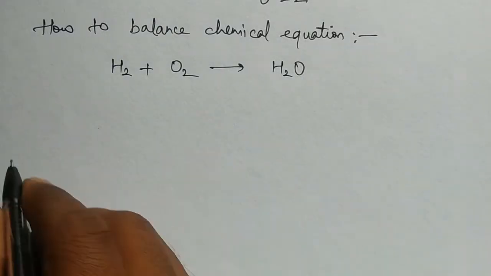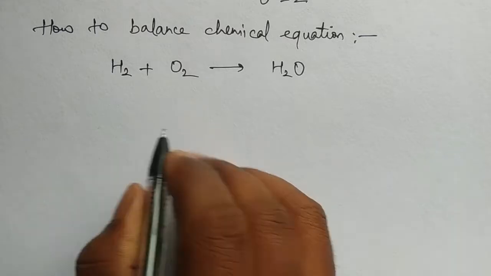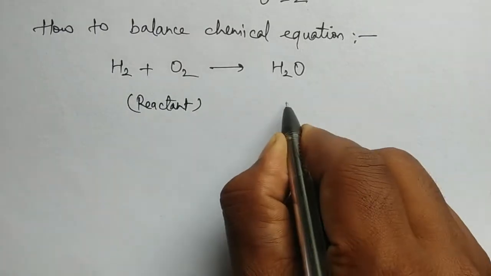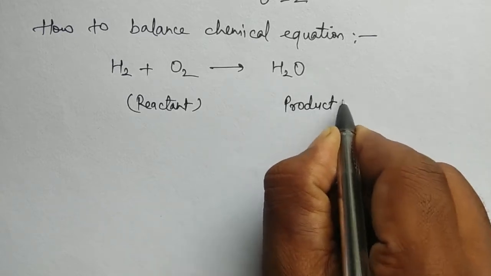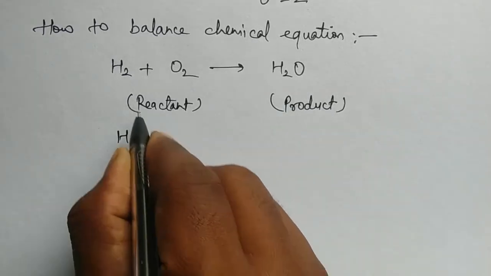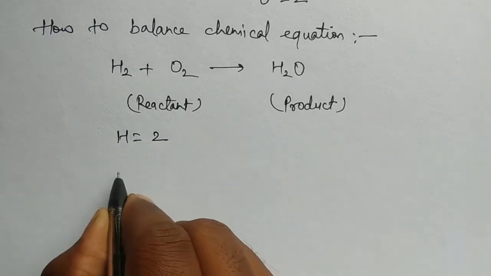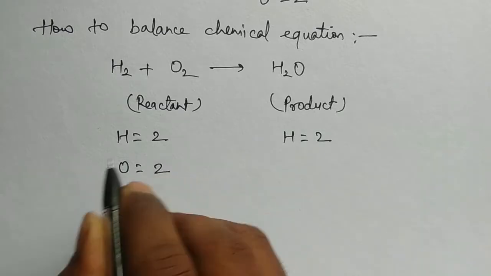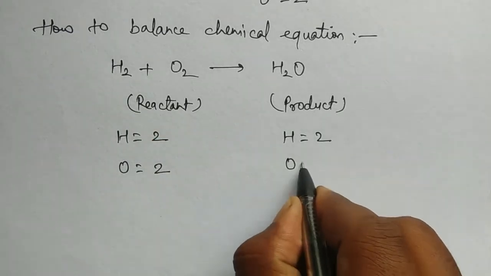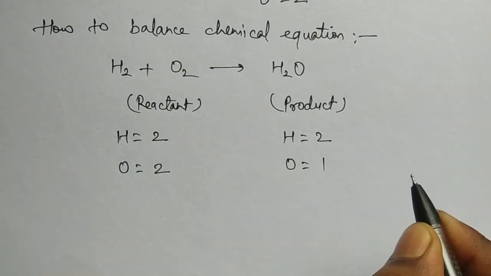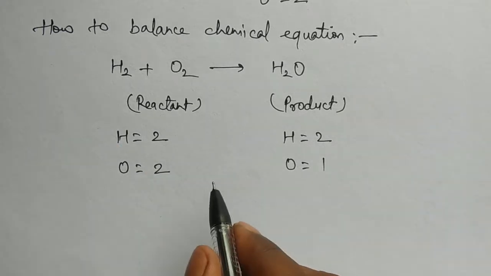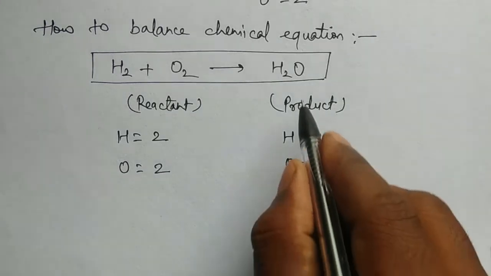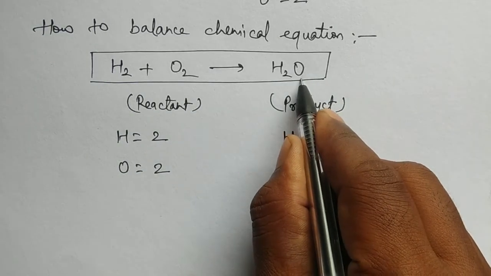First step is to compare the number of atoms on both sides, in the reactant and in the product. Look, the number of atoms for hydrogen is 2 and for oxygen is 2. Here the number of hydrogen is 2, which is equal to the reactant, but the number of atoms for oxygen is 1. So to balance the unbalanced chemical equation, we have to increase the number of oxygen in the product.